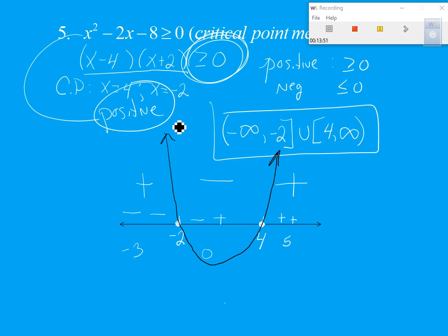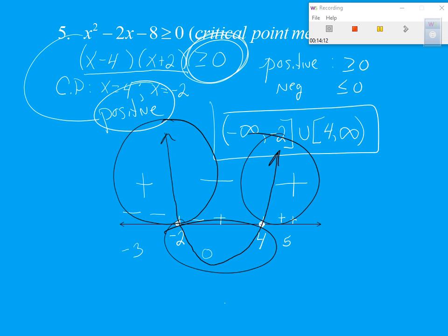Notice this. This branch is above the x-axis, meaning positive. This branch is above the x-axis, meaning positive. This area is below, meaning the negatives. So you can also think about the graph. But I got to get you good with playing the number line game.